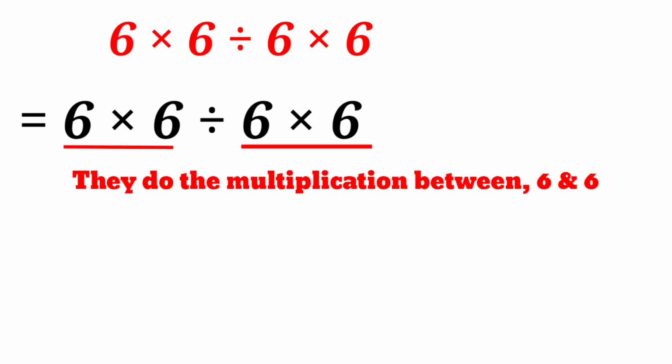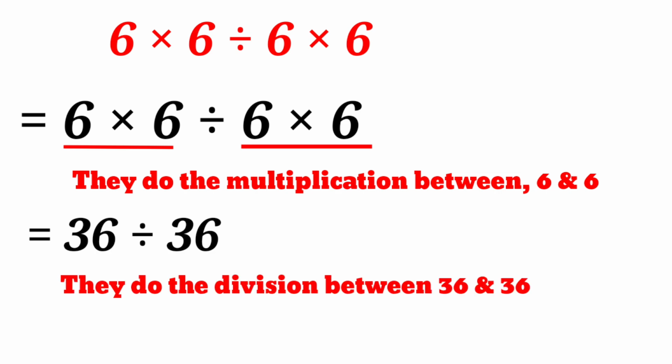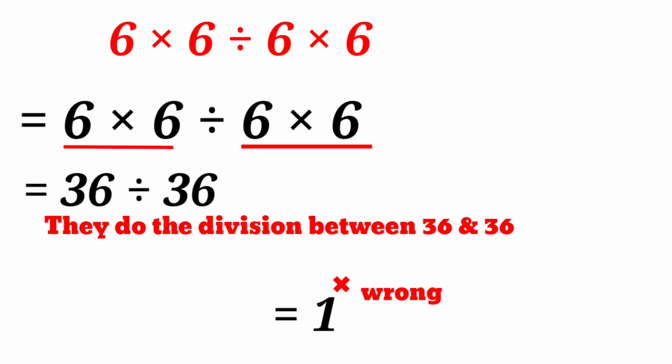They do the multiplication between 6 and 6, which is equal to 36 divided by 36. They do the division between 36 and 36, which is equal to 1. 1 is the wrong answer.